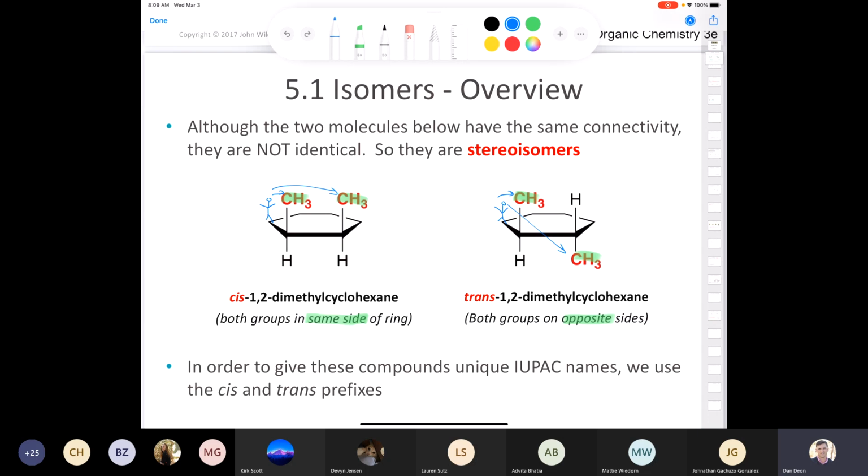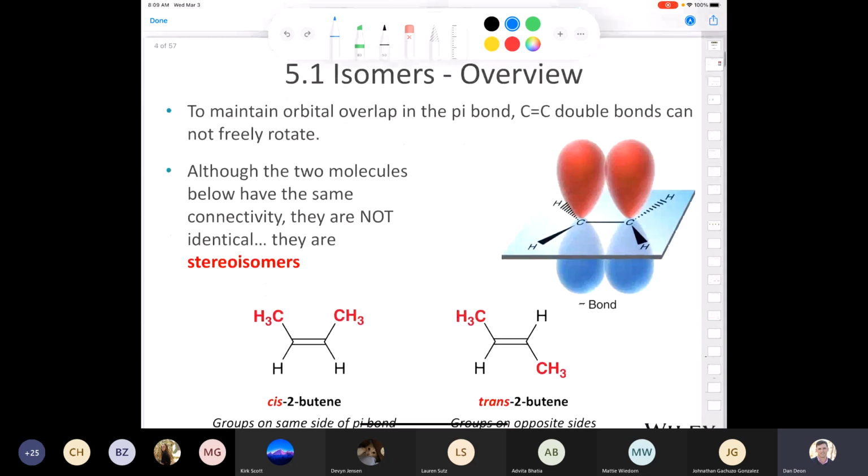Yes, they have the same molecular formula. Yes, they have the same connectivity. However, the arrangement of the atoms in space, their spatial arrangement, the 3-dimensional structure of the molecule is different in both cases. Well, I'm going to use my models for this example here.